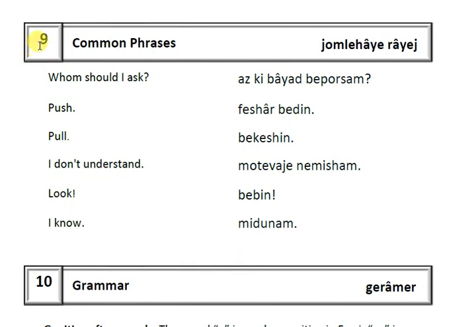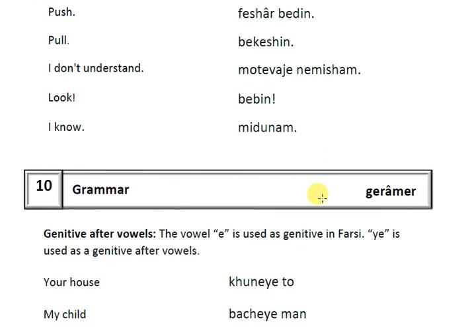Let's take a look at the next one. The next part, number 9, is common phrases again. جمله های رایج. از کی باید بپرسم؟ فشار بدین. بکشین. متوجه نمیشم. ببین. میدونم.